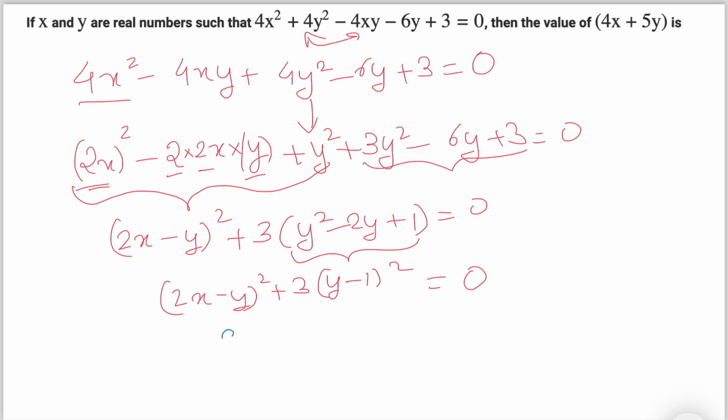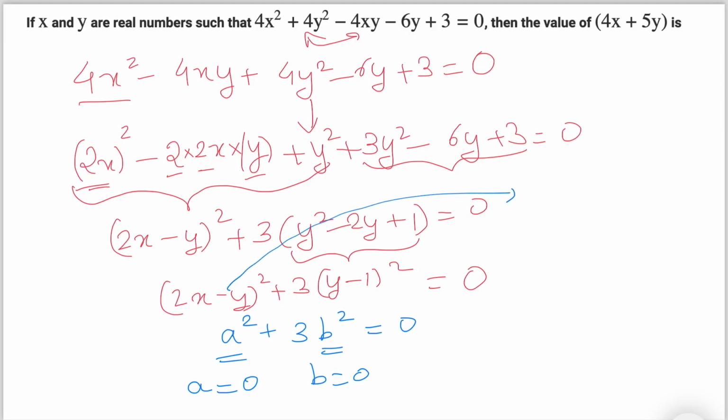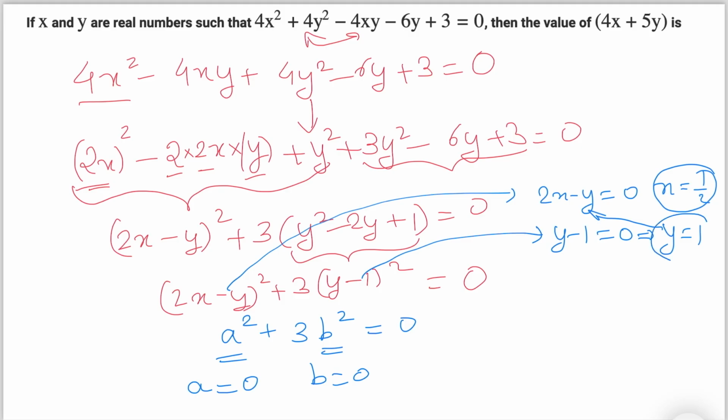That is, if I write a square plus 3b square is 0, a square and b square being perfect squares, the only way a square plus 3b square can be 0 will be when a will be 0 and b will be 0. So from here we can conclude 2x minus y is 0 and y minus 1 is also 0. So I simply get y is equal to 1, which I substitute in this equation. I'll get 2x minus 1 is 0, or I'll get x is equal to 1 by 2. X is 1 by 2 and y is 1.